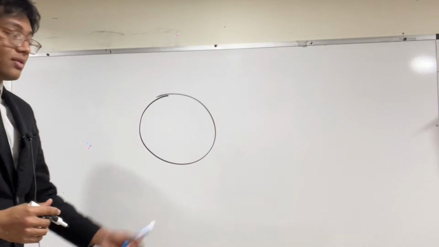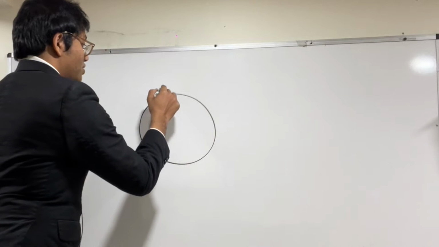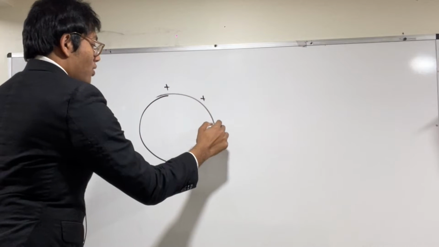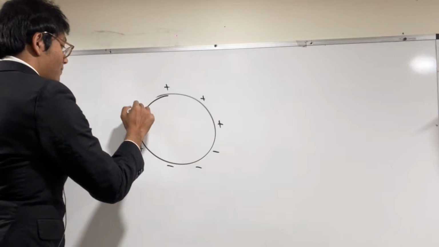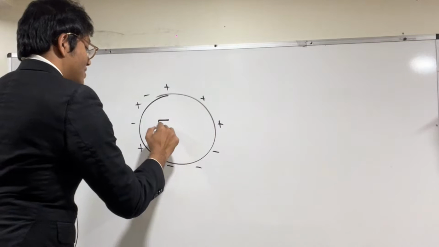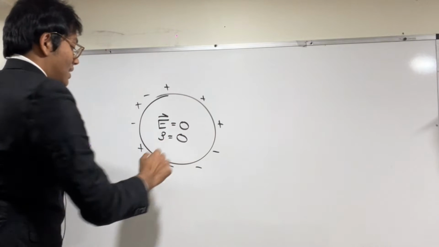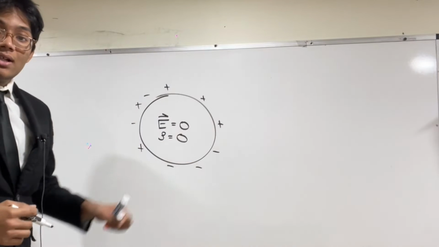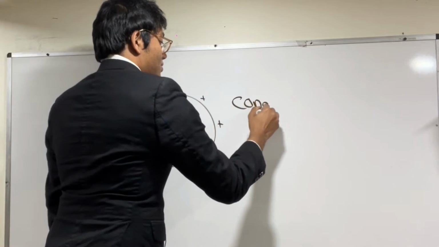Suppose you have a metal spherical shell. Well, if you place any charges, all of the charges will migrate to the surface of this metal. Why is that? Well, metal is a conductor, and conductors have zero electric fields inside of them, and thus they have a volume charge density of 0.